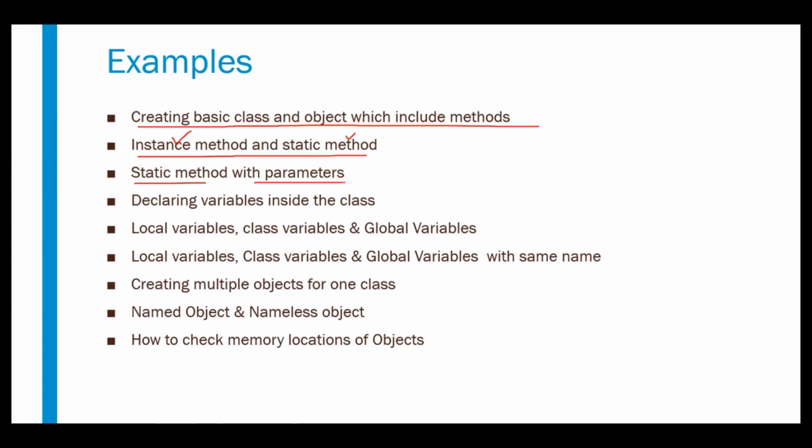So we have seen static methods with parameters also, and now we'll see declaring variables inside the class. So far, in the first three examples, we declared only methods within the class. And now I'm going to show you how to declare the variables within the class. In the beginning, I told you a class is a collection of methods as well as variables, right? So far we have seen how to define the methods, but now I'm going to show you how to declare the variables within the class.